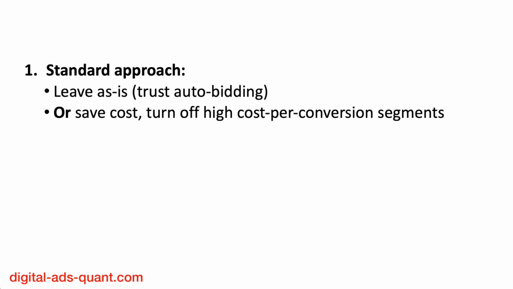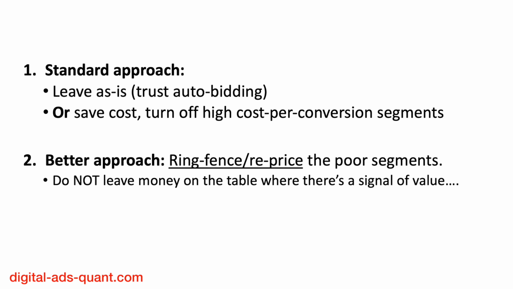However, the standard approach is to leave the campaign as is and trust the auto bidding. Maybe one would not even notice or care about the under the hood segments that are wasteful because the total performance is excellent. Or you can simply turn off these high cost per conversion segments as a quick optimization. There's a better approach. I ring-fenced these problematic segments. I'll explain what I mean by that. The logic is, don't leave money on the table when there's a signal of value, but instead reprice it.